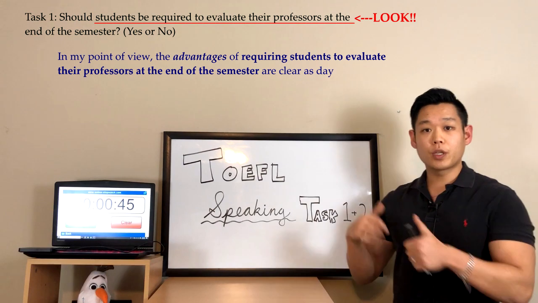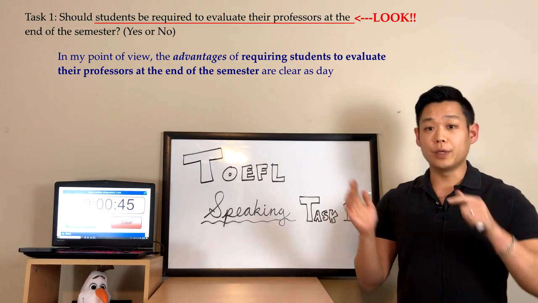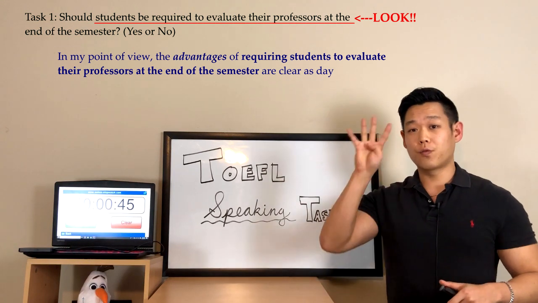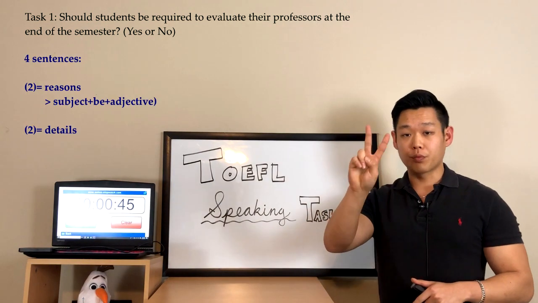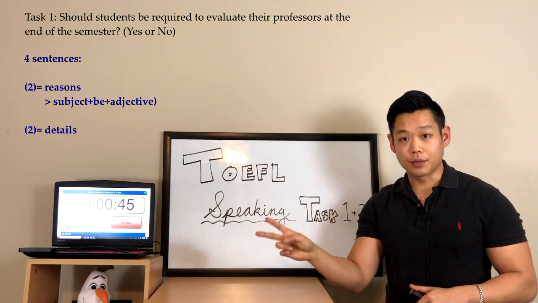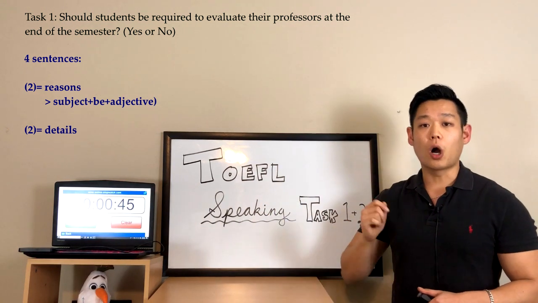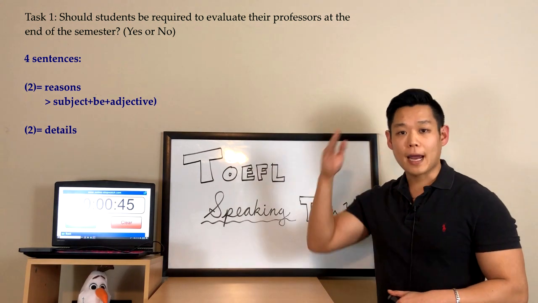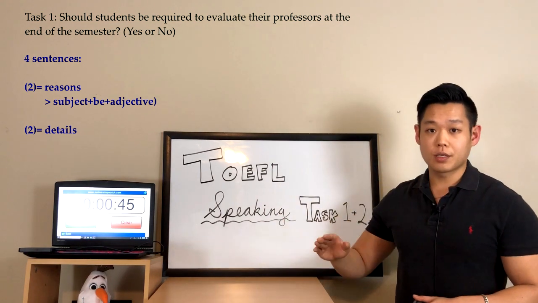Okay, now that we're done with the beginning sentence, let's go over to the reasons and details. From this point onward, we only have to come up with 4 sentences, 2 of them being the reasons and the other 2 being the details, okay? But the reason sentences are always going to be very, very simple. Subject, be verb, adjective. So let's take care of the reasons first, okay?